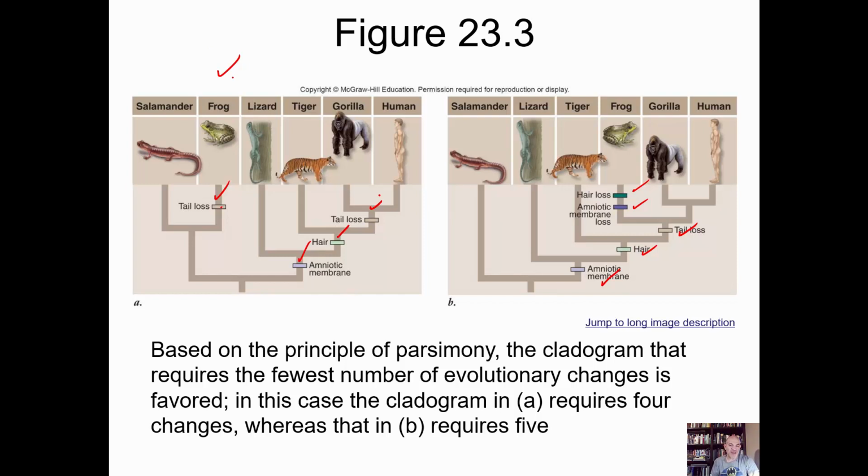And in this case, it is homoplasy that would have caused us to have a hypothesis that may not actually reflect evolutionary history here. It seems the better explanation is the frog and the human group, the two evolved to not have a tail independent of each other. They were on different branches. They didn't get that tail loss from the same ancestor. They just happened to evolve that same characteristic independent of their ancestry.